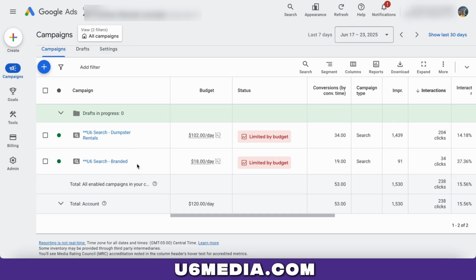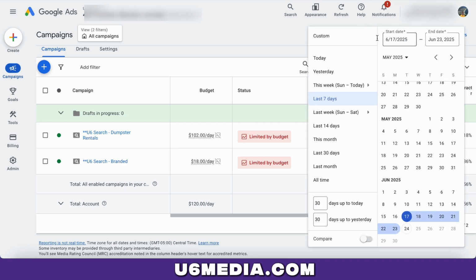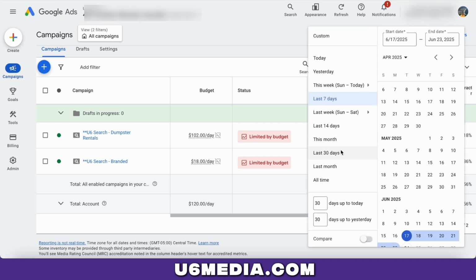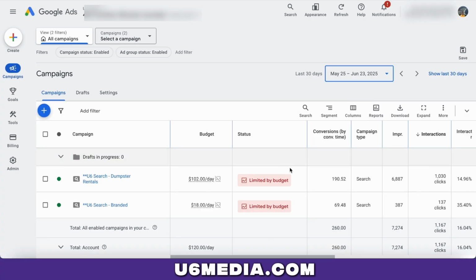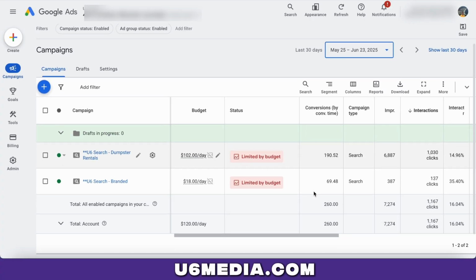Now, this branded campaign targets just the business name. It's a small budget, but it's still important to have, in my opinion. It helps us show up right at the top when people search for the company directly. And it also makes it a lot harder for competitors to try to steal those clicks. And these are often quite cheap. They convert really well. So I'll filter the timeline here to the last 30 days. And we can just take a quick look at the results here.